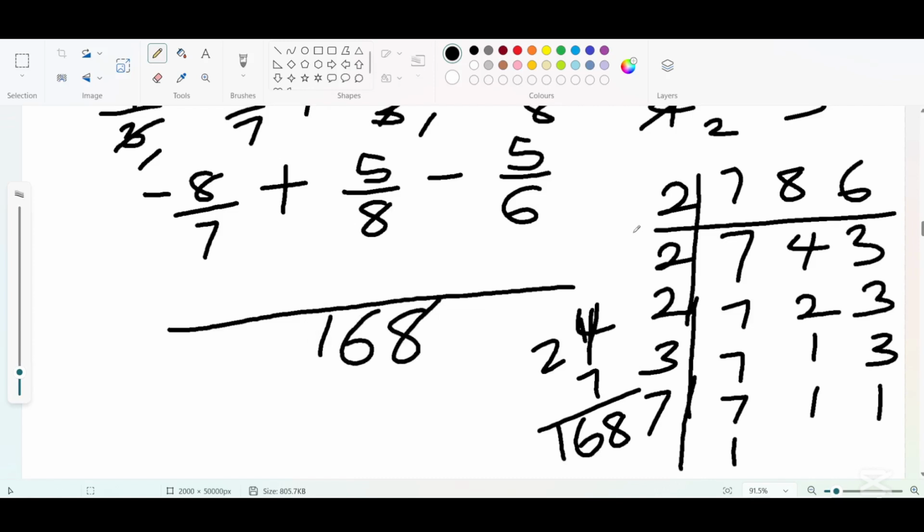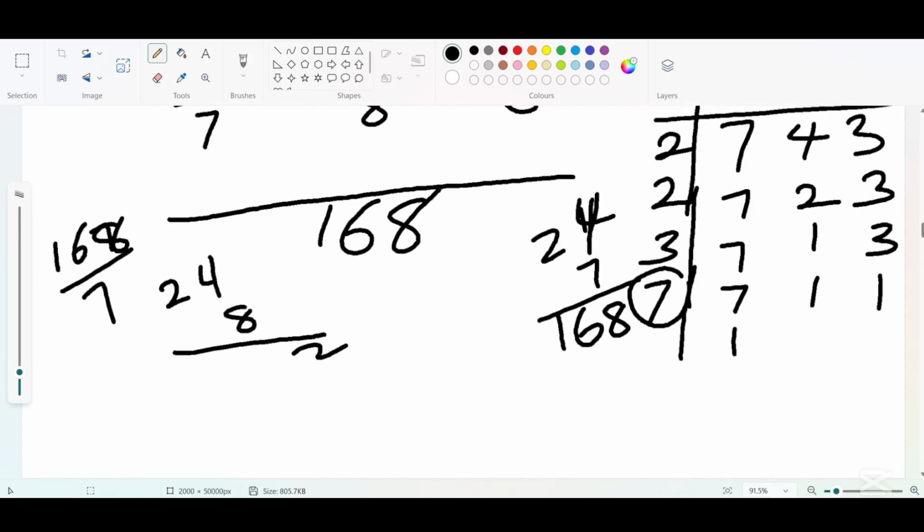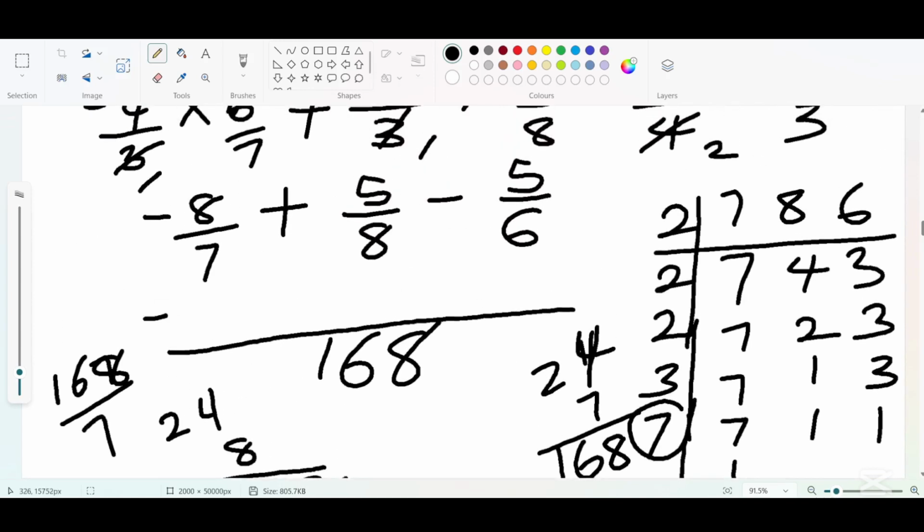So how do we now get our answer? We say 168 divided by 7. Since 7 goes out of this, what's going to be the remaining? The remaining is going to be everything here, that's 24, right? So that's 24 times 8. So we say 24 times 8. 8 times 4, 32, right? And then 8 times 2, 16, plus a 3, that's 19. So this is going to be minus 192.